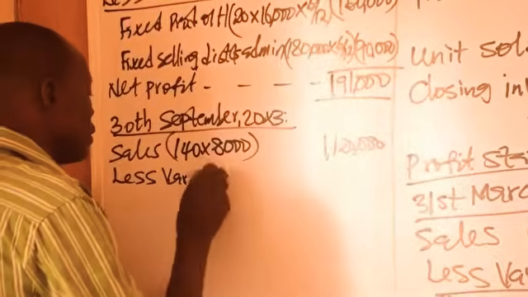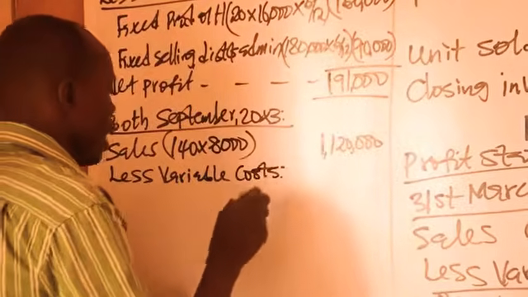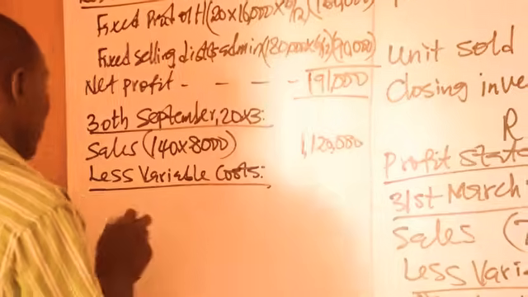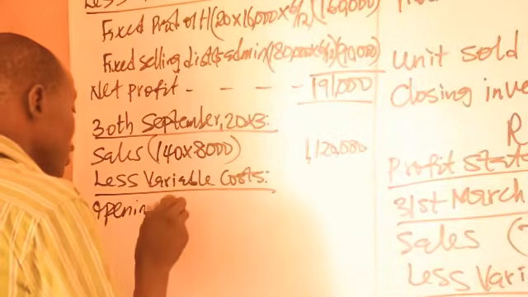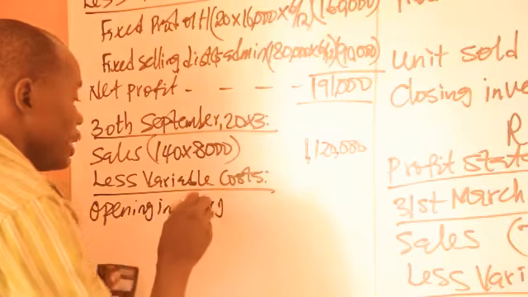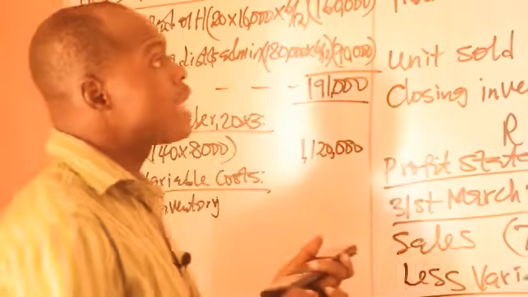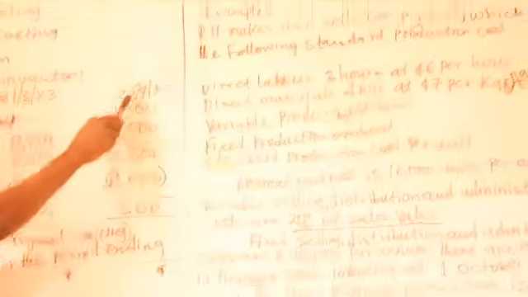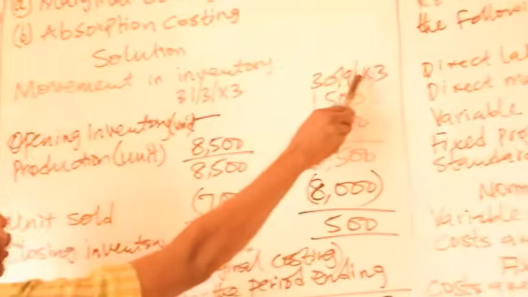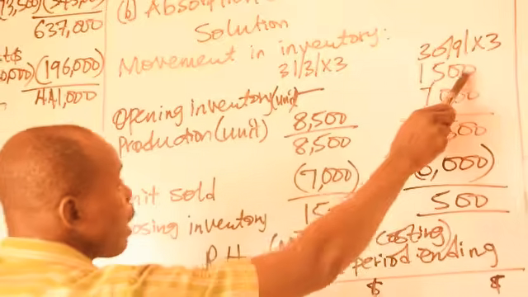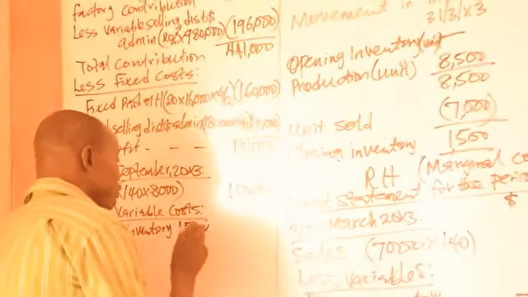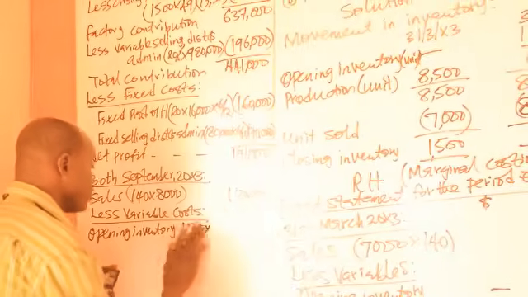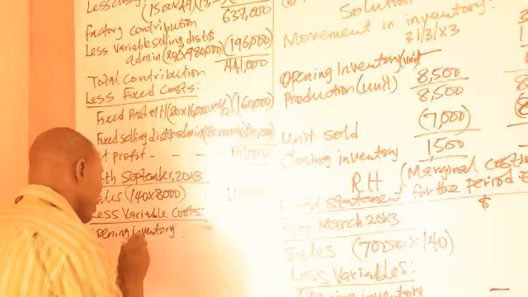Our variable costs include, you start with opening inventory. For the 6 months ending 30th September 20x3, opening inventory is 1,500 units. I've told you that your inventory should be valued at the variable production cost.